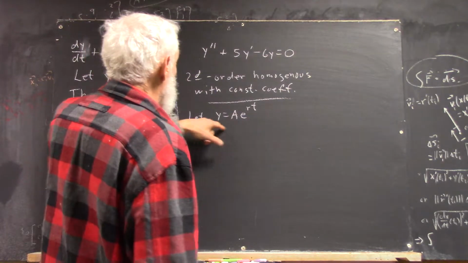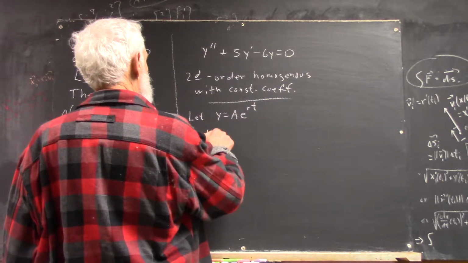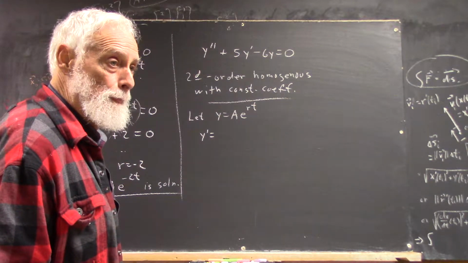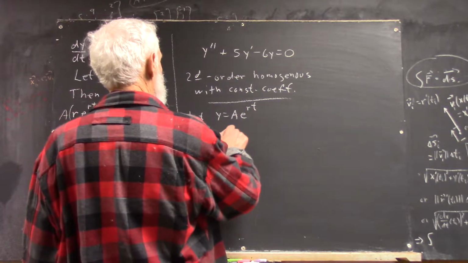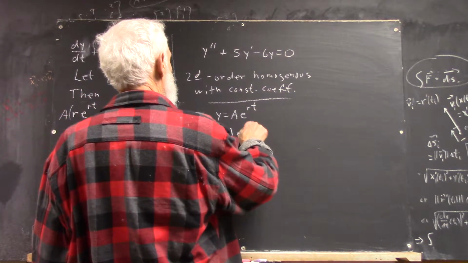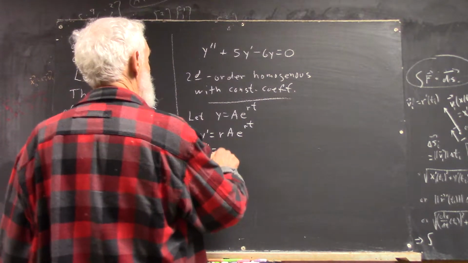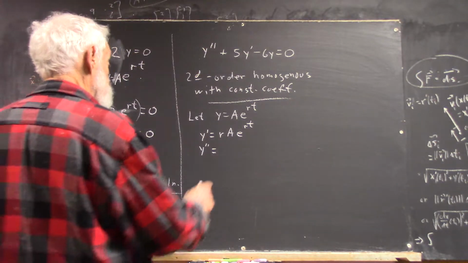Well, you plug in y equals A e to the rt. What's y prime? A r e to the rt. I'm going to put the r out front, but yeah, r A e to the rt. What's y double prime? R squared A e to the rt. Very good.